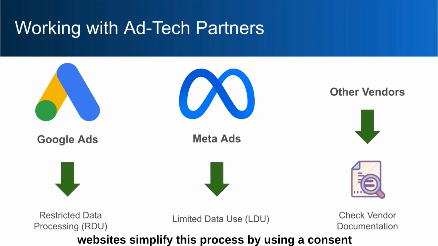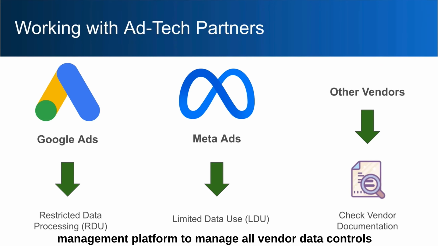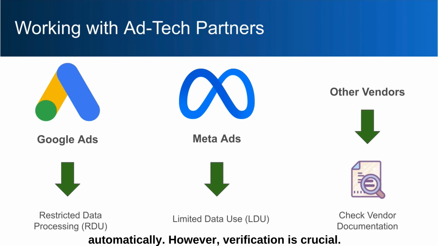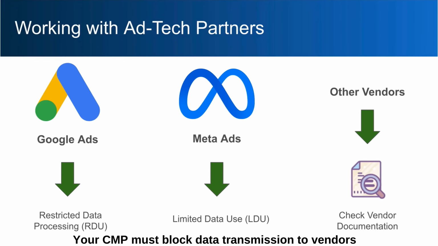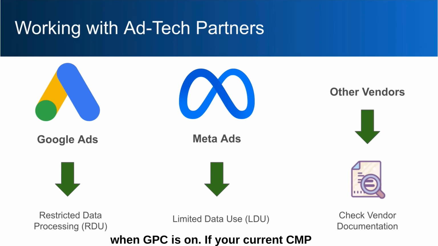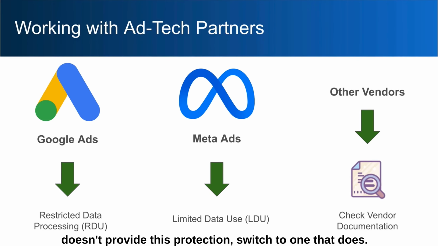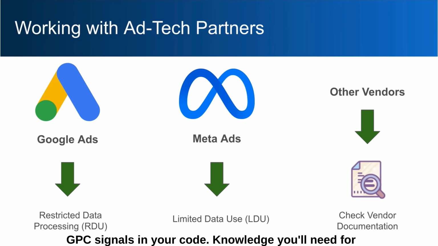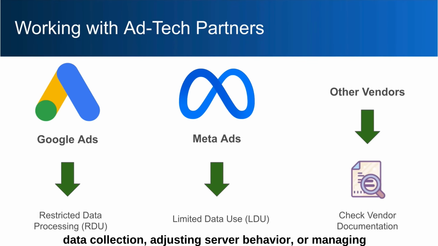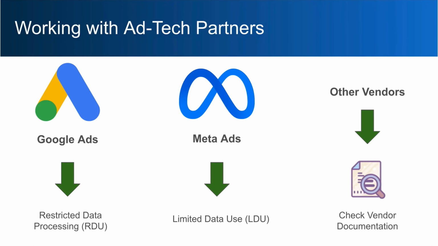Most websites simplify this process by using a consent management platform to manage all vendor data controls automatically. However, verification is crucial. Your CMP must block data transmission to vendors when GPC is on. If your current CMP doesn't provide this protection, switch to one that does. The following slides explain how to detect GPC signals in your code, knowledge you'll need for any direct response to GPC, whether modifying your data collection, adjusting server behavior, or managing vendor integrations.